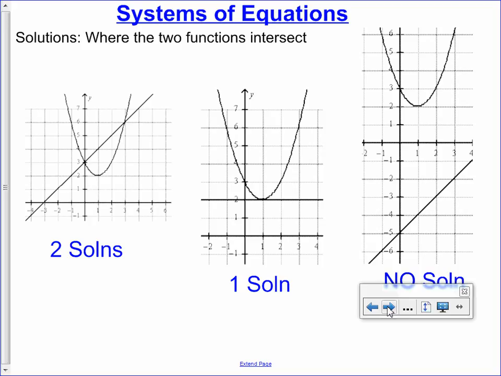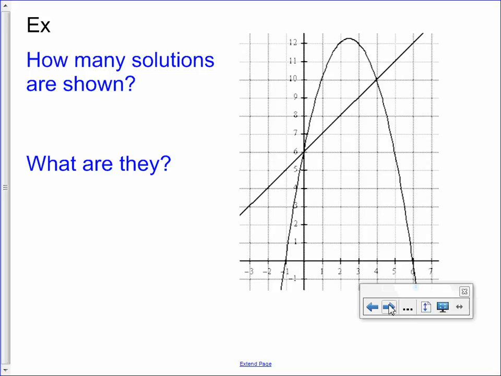When you have 2 graphs, the solutions are where they intersect. We've seen this picture before. You can have 2 solutions, 1 solution, or no solution. If they never cross, there's going to be no solutions. Since the solutions are where they intersect, instead of finding the 0 on the calculator, you're going to find the intersection on the calculator.